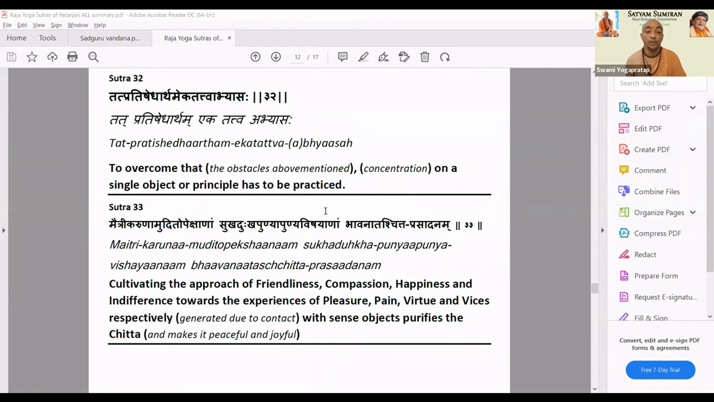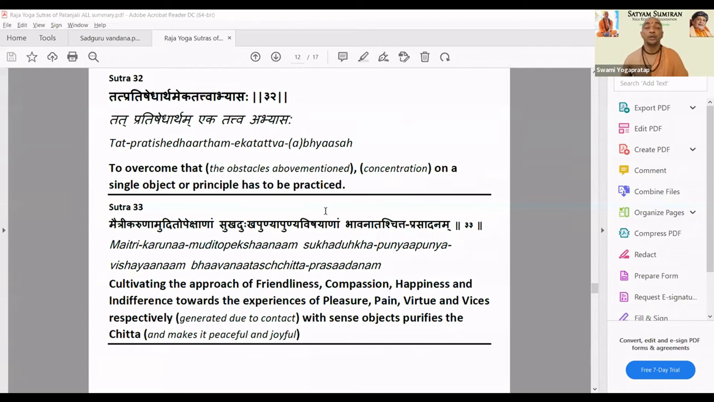Maitri, Karuna, Mudita, Upekshanam, Sukha, Dukha, Punya, Apunya Vishayanam, Bhavanatas Chitta Prasadanam. Bring the Pratipaksha Bhavana. Cultivate the opposites. Friendliness, cultivate for pleasure. Compassion for pain, happiness for virtues, and indifference towards the vices. Now, either it is the experience or the circumstances, event, or person imposing, inflicting, propagating that experience. For both of them, cultivating the approach of friendliness, compassion, happiness, and indifference towards the experiences of pleasure, pain, virtues, and vices respectively with the sense objects purifies the chitta.